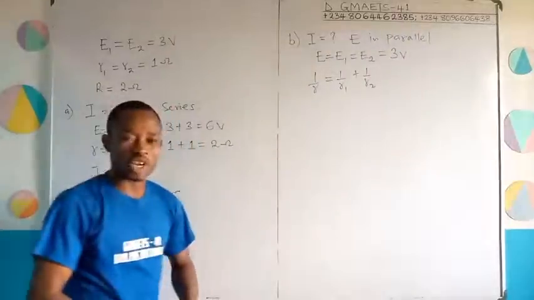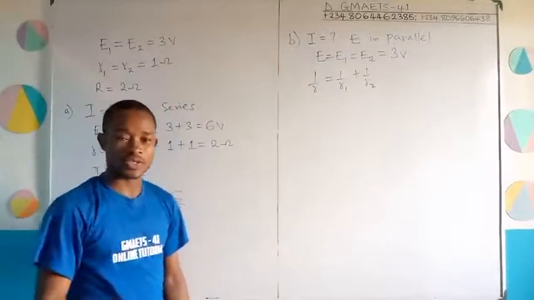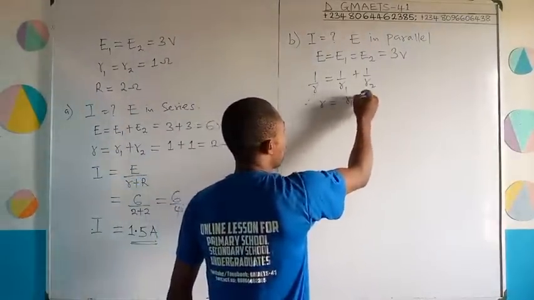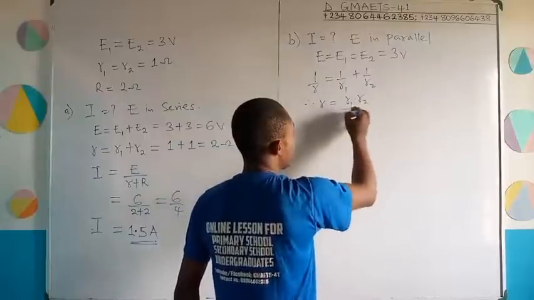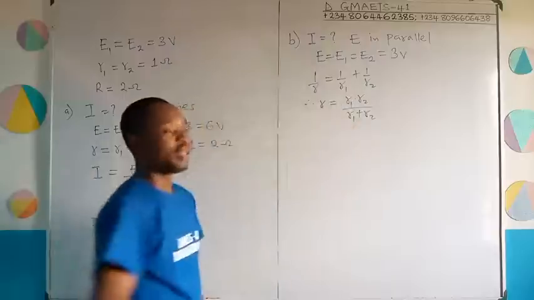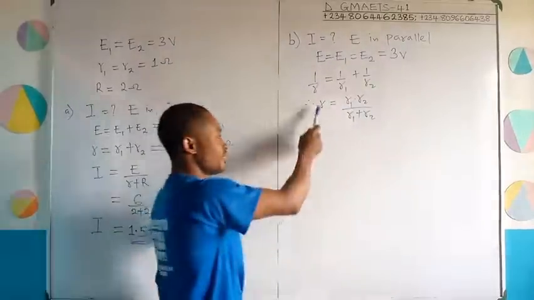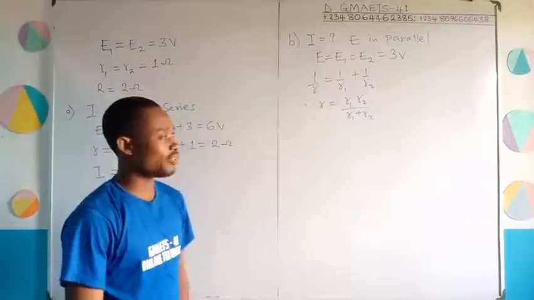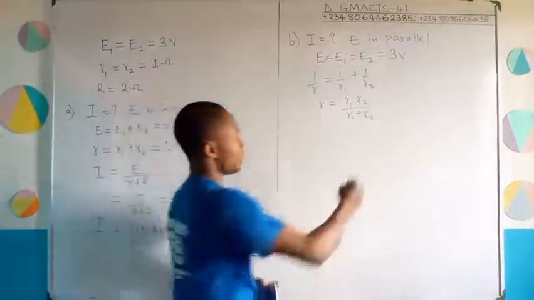And let me tell you one interesting thing. When we have just two resistors, you can simply obtain your R to be equal to R1 times R2 divided by R1 plus R2. If you simplify this using LCM, getting your effective resistance is just multiply the two resistance values and divide by the sum of the two resistance values.